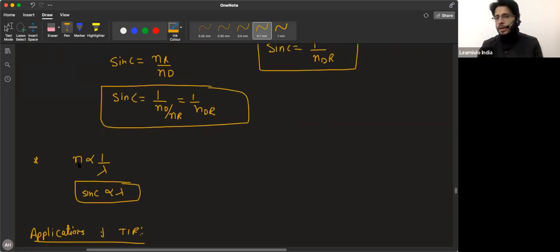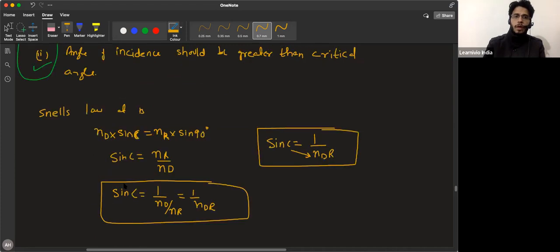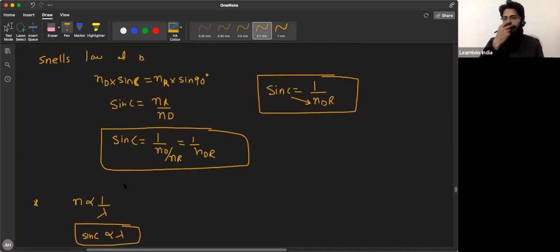And remember, refractive index is inversely proportional to the wavelength. So sin C and refractive index are inversely proportional. That will mean that sin C is directly proportional to the wavelength of light. Do it. We'll do a few applications of TIR, then we will come to numerics.